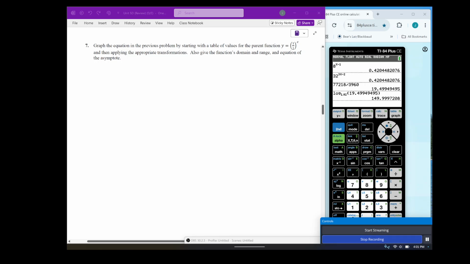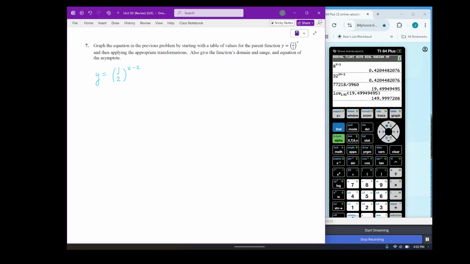Okay, let's take a look at number 7 from Unit 5D. So what are we doing here? We're graphing. Oh, I gotta find the function from 6. Hold on one second here. Okay, we're graphing y equals 1 half to the x minus 2 plus 3.